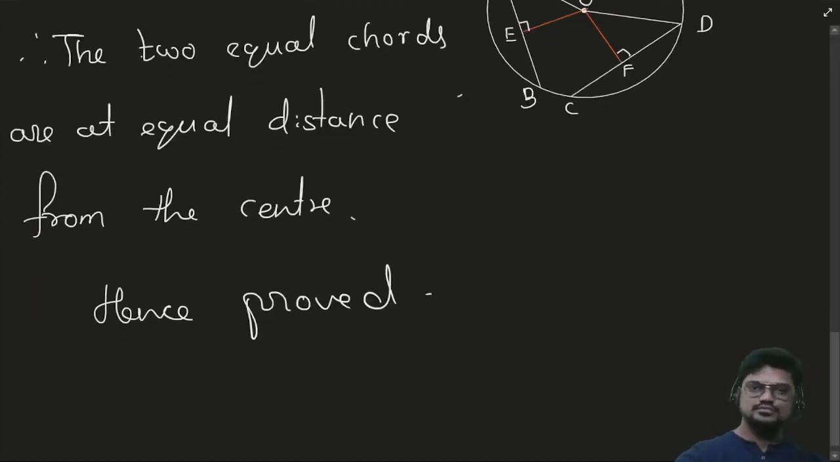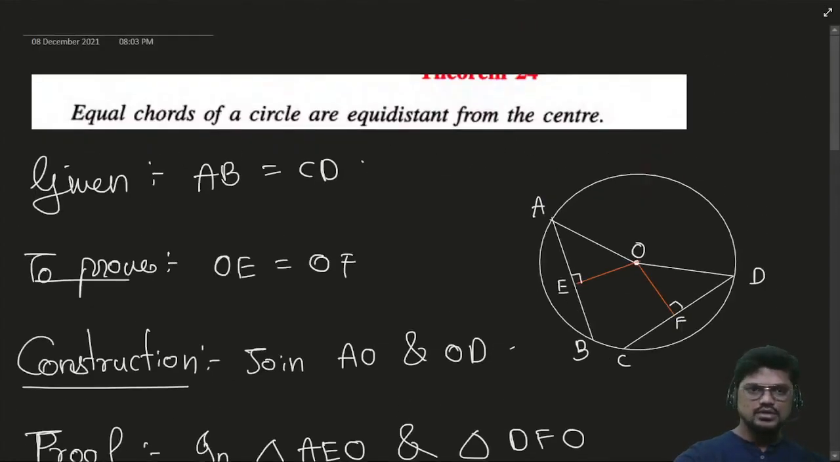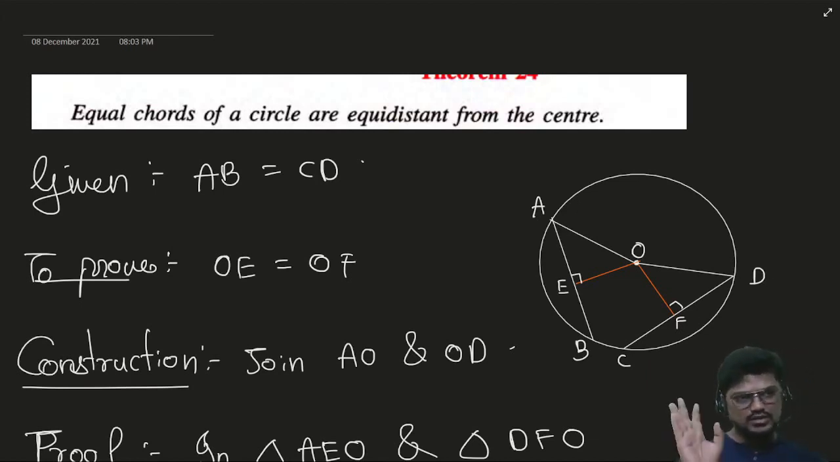Next. This is done. Now the next theorem. See, in all the theorems, most of the time you have to prove that the two triangles are congruent and the two distances are equal. That's it. Keep it in mind for any theorem you want to do. You have to prove that the two triangles are congruent.